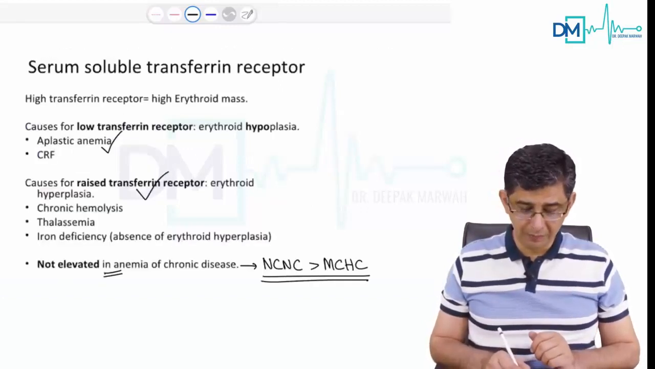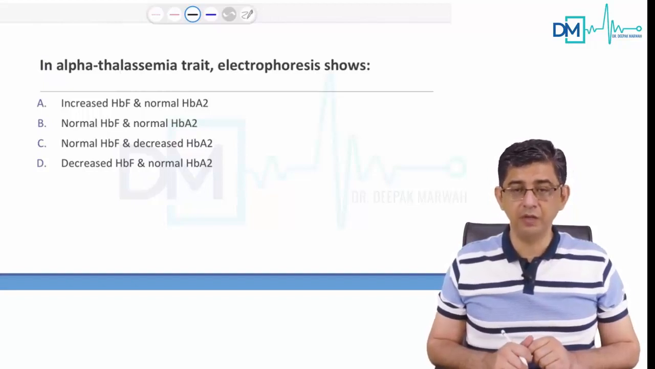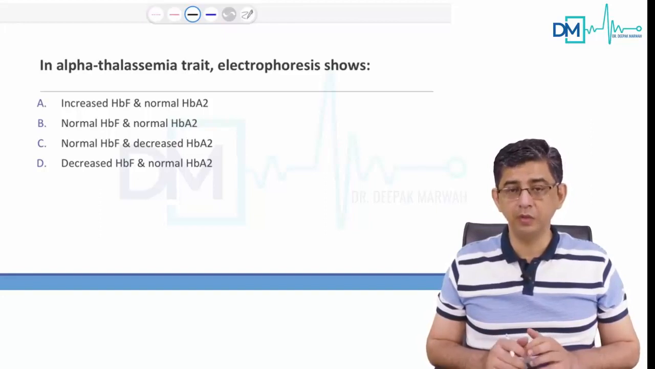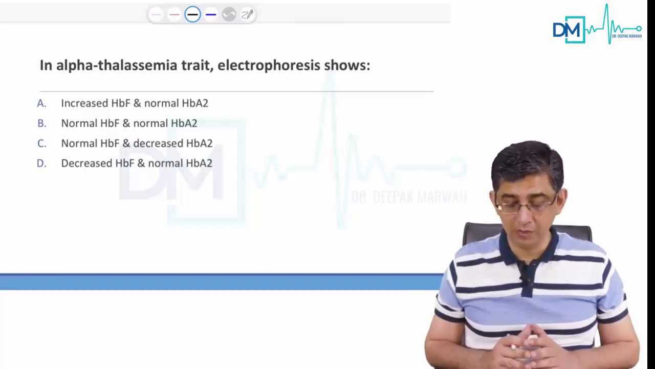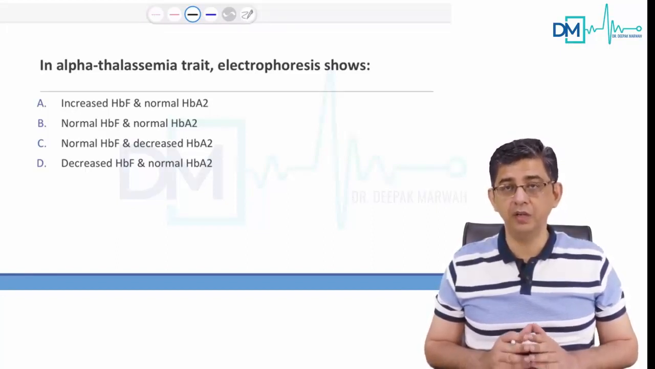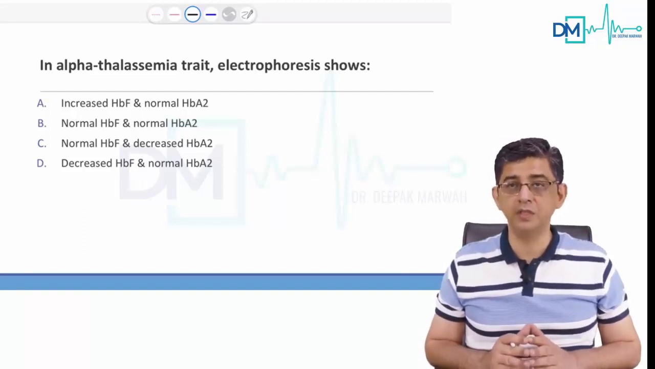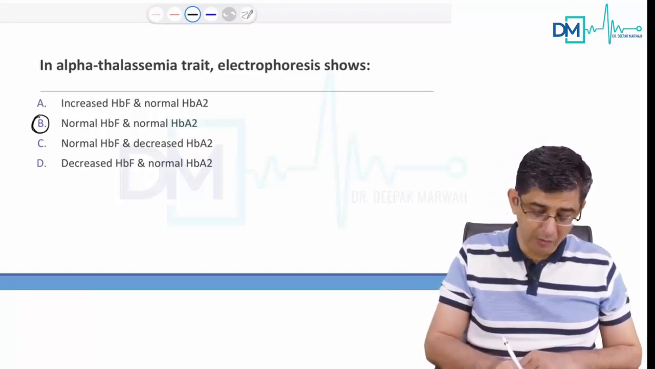Moving to the second question. The question says in alpha thalassemia trait, the electrophoresis will show. Now the point is, guys, when it comes to the topic of alpha thalassemia trait, electrophoresis is not a very good test. In fact, most of the time electrophoresis will fail to identify the presence of alpha thalassemia trait in a patient, in a sense that in these patients you might be having a normal fetal hemoglobin and a normal hemoglobin A2.